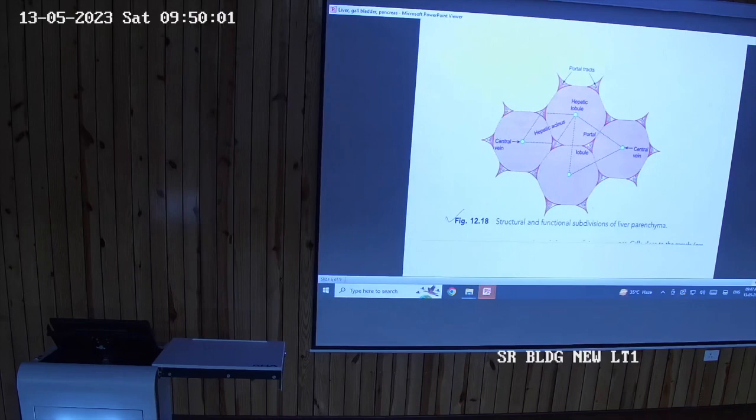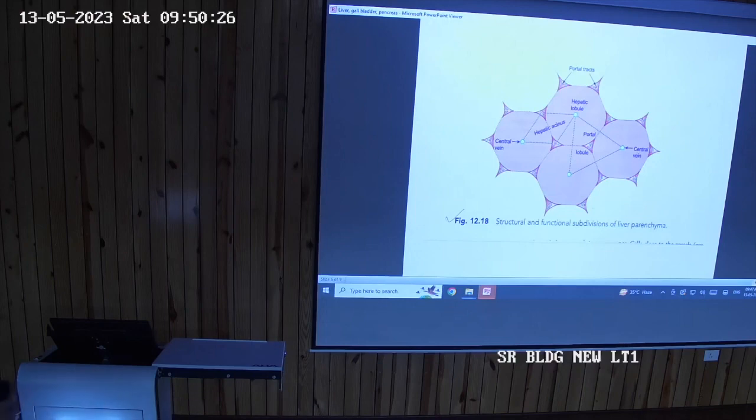In the hepatic lobule, the center is the central vein, while in the portal lobule, the center is the portal tract. Okay. So in the center of the portal lobule is the portal tract, while in the hepatic lobule, the center is the central vein. Because of that, I am showing you this diagram.